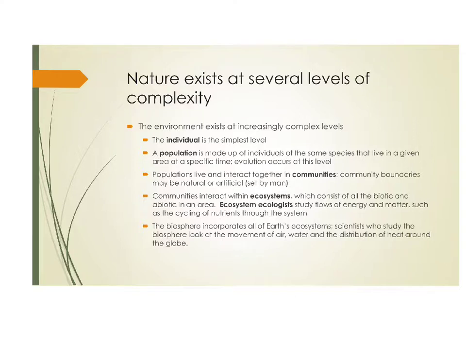Nature exists at several levels of complexity. This is a concept that you were first introduced to in biology, when we talked about individuals comprising populations, populations comprising communities, communities comprising ecosystems, ecosystems comprising the biosphere. So this is that same concept. The individual is the simplest level of a natural ecosystem. Populations are made up of individuals of the same species that live in a given area at a specific time.